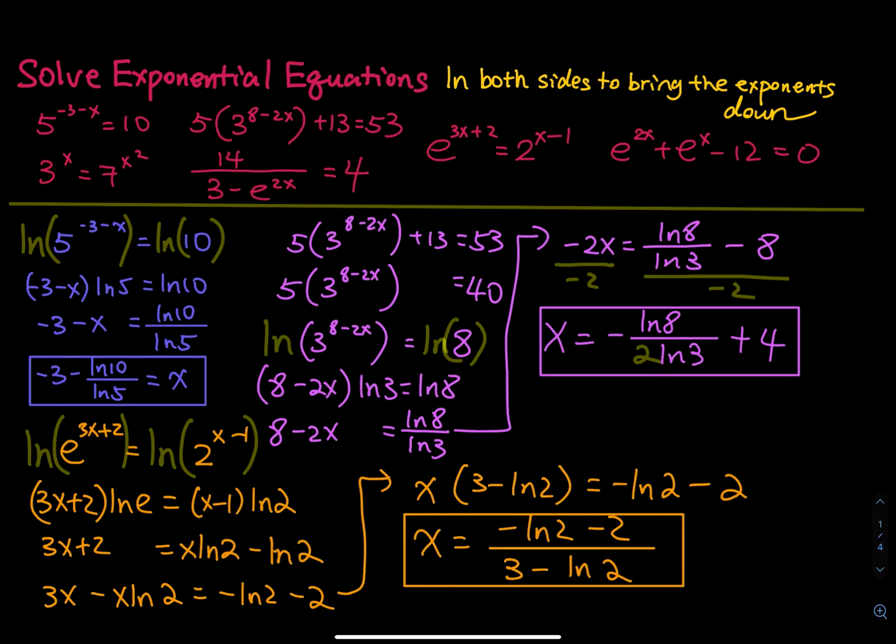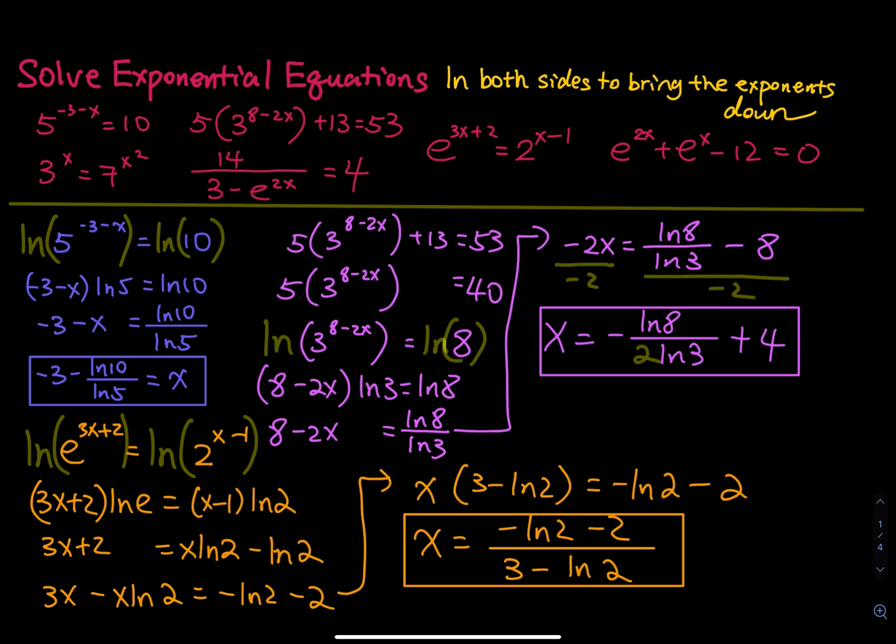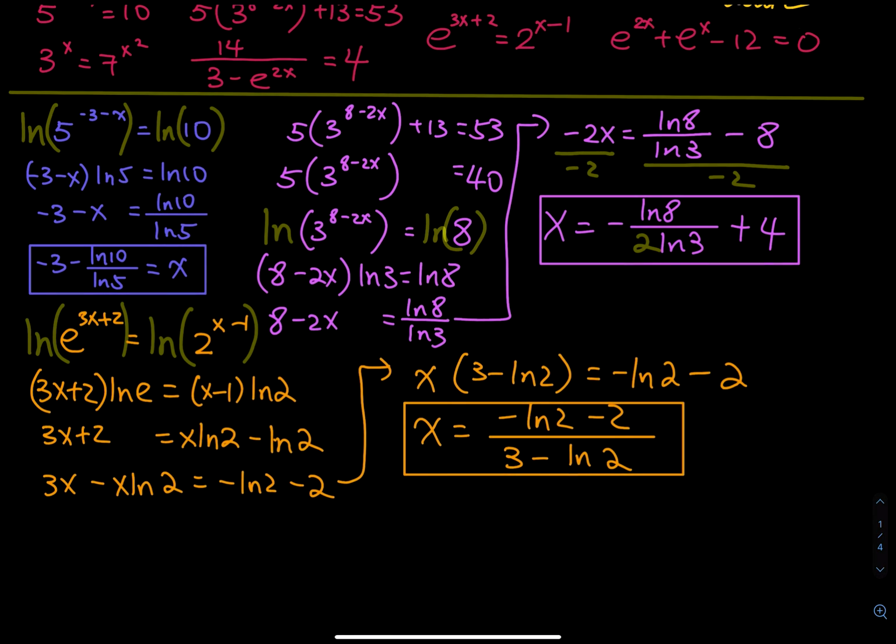The next one, let's do this one. Okay, let's pick a different color first. What should I pick? Let's pick a green. I will copy the problem for you. So that is e to the 2x plus e to the x minus 12 equals 0.